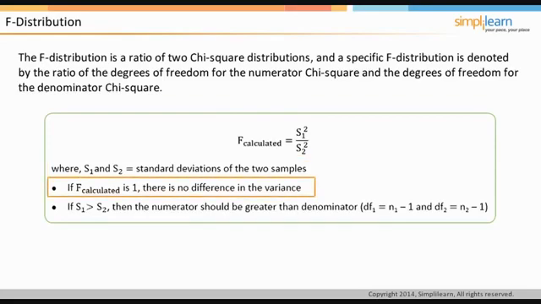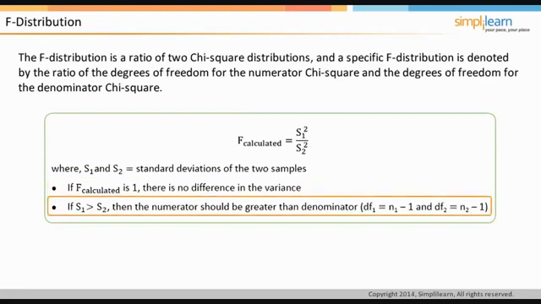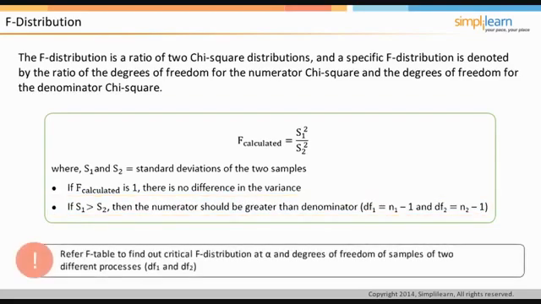If the f calculated is 1, it implies there is no difference in the variance. If s1 is greater than s2, then the numerator must be greater than the denominator. In other words, df1 equals n1 minus 1, and df2 equals n2 minus 1. From the f-distribution table, you can easily find out the critical f-distribution at alpha and the degrees of freedom of the samples of two different processes, df1 and df2. Let us proceed to the next topic of this lesson in the following screen.